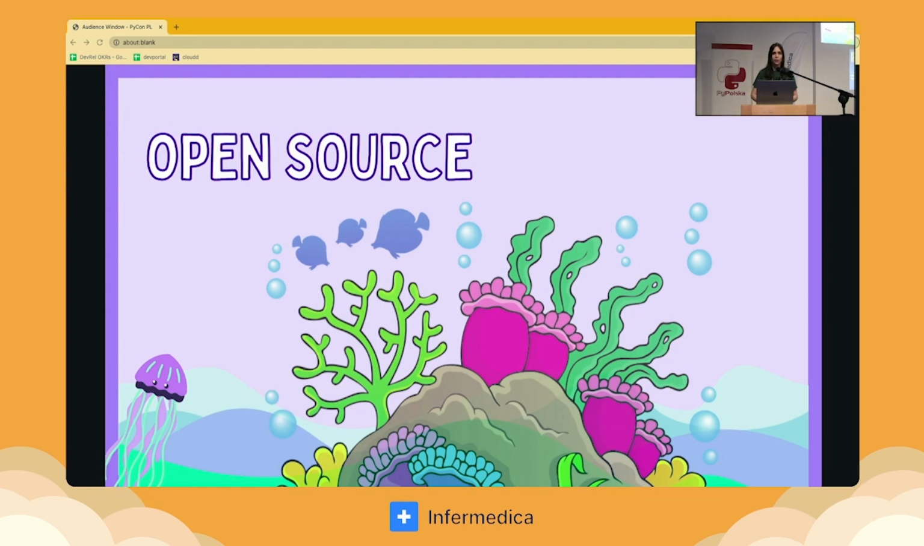A lot of those databases out there are open source. If you are using them in your company and profiting from that, it would be really nice if you can support the project.